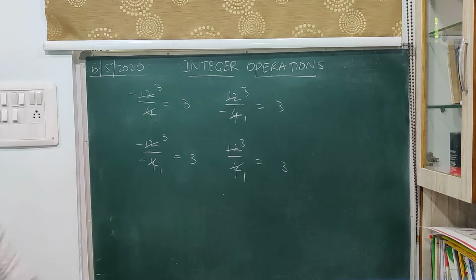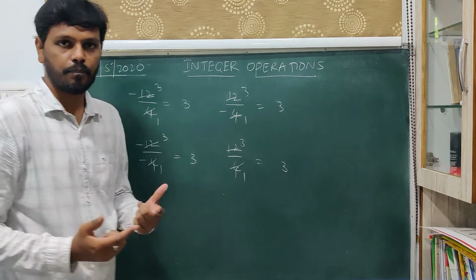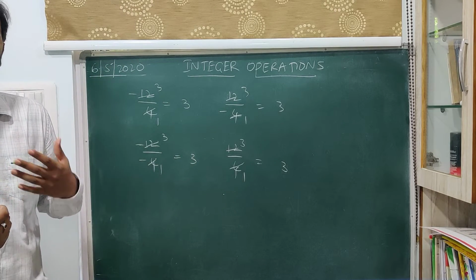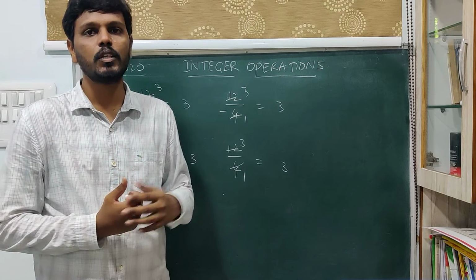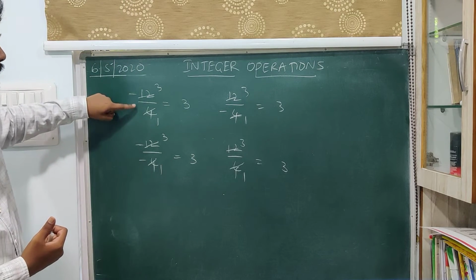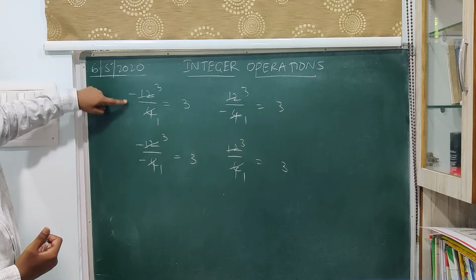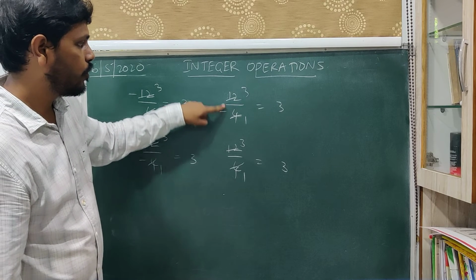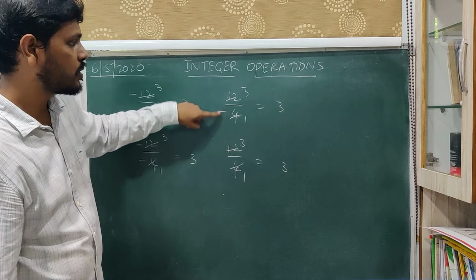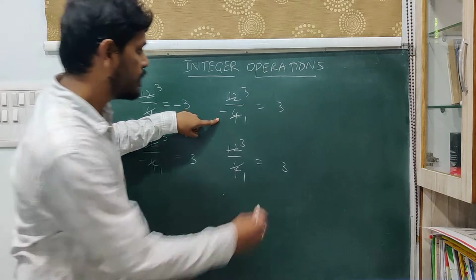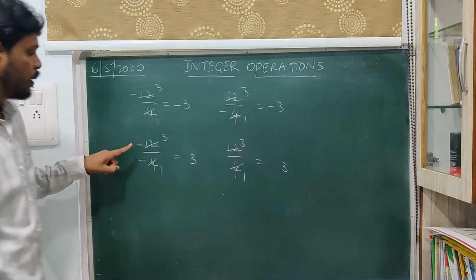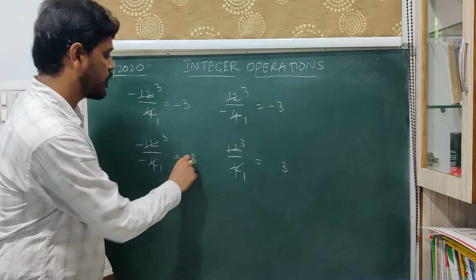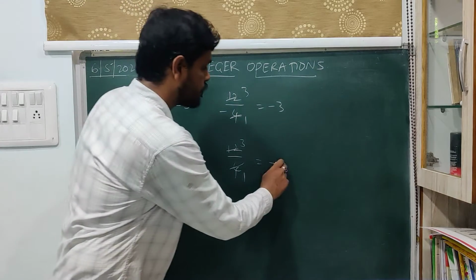Now we apply the rule. The rule is whenever you divide two numbers of different signs, you will always get a negative sign, and whenever you divide two numbers of the same signs, you will get a positive sign. See here, these are two numbers of different signs. This is negative, this is positive, therefore you will get a negative sign. Similarly 12 and minus 4, positive and negative, different signs, therefore you get a negative sign. Minus and minus, same signs, so you will get a positive sign. Plus and plus, same signs, will get a positive sign.